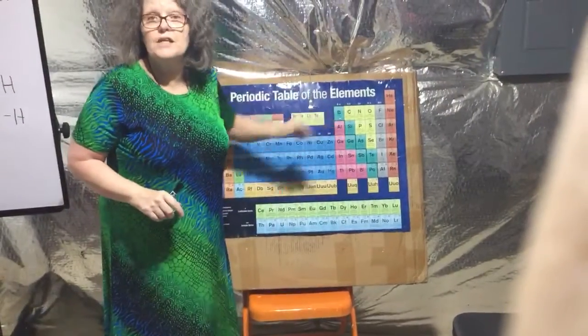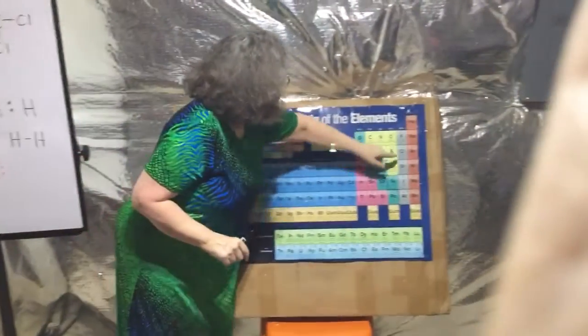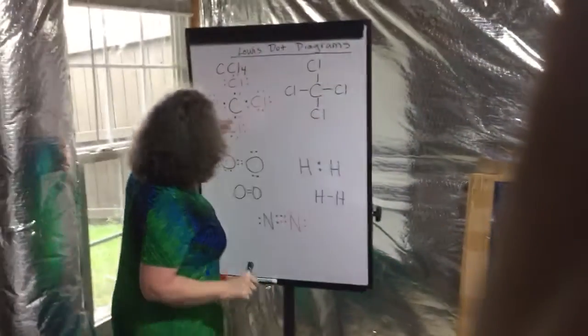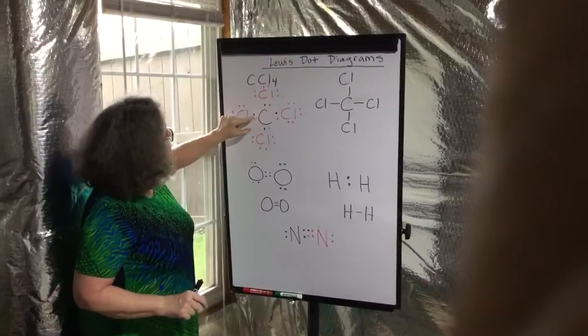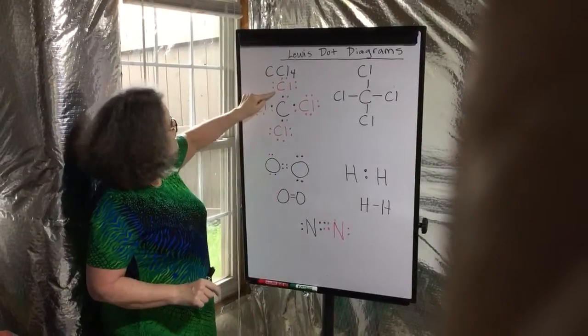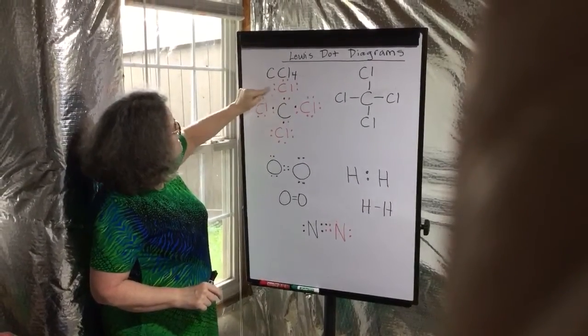It has 4 valence electrons. Chlorine is in group 7. It has 7 valence electrons. So for carbon, I have carbon and I drew 4 dots for each valence electron. For chlorine, I drew 7.